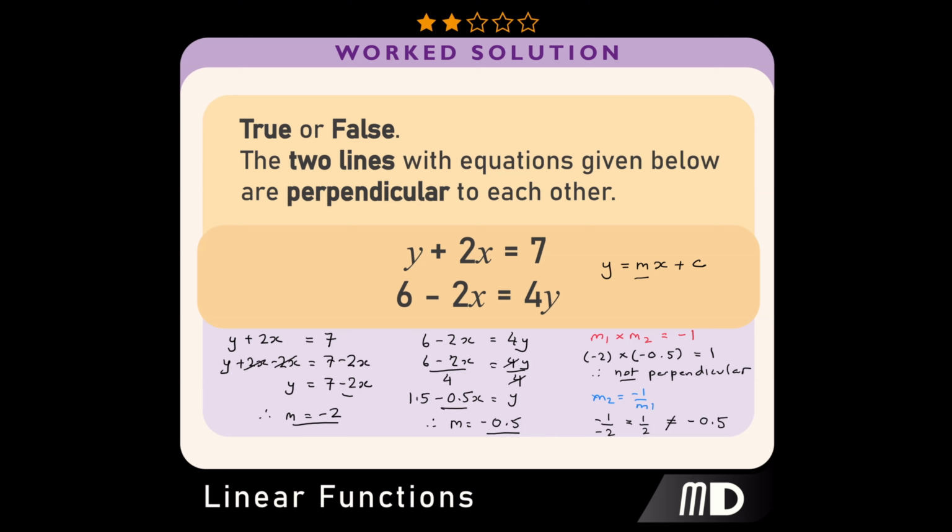So to answer the question, true or false, the two lines with equations given below are perpendicular to each other, the answer would be false.